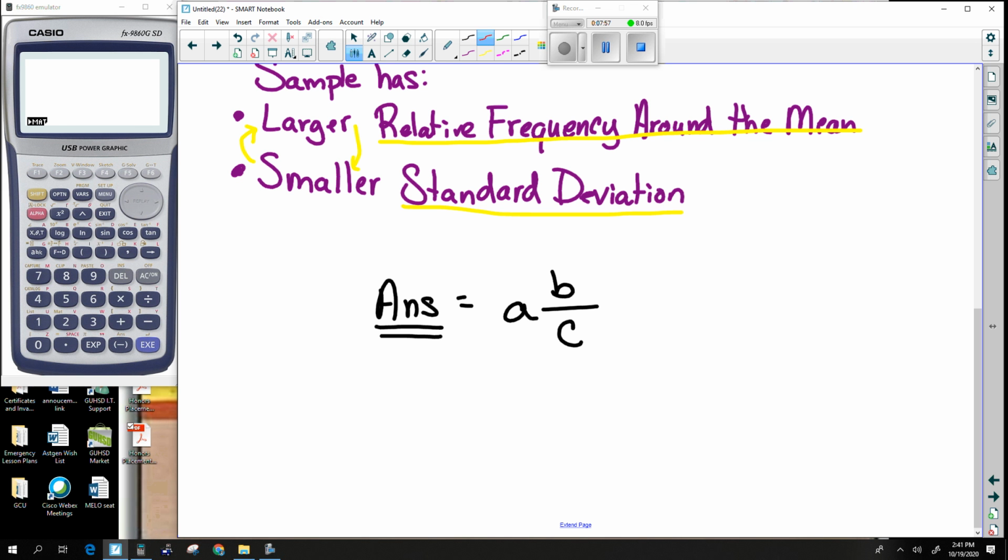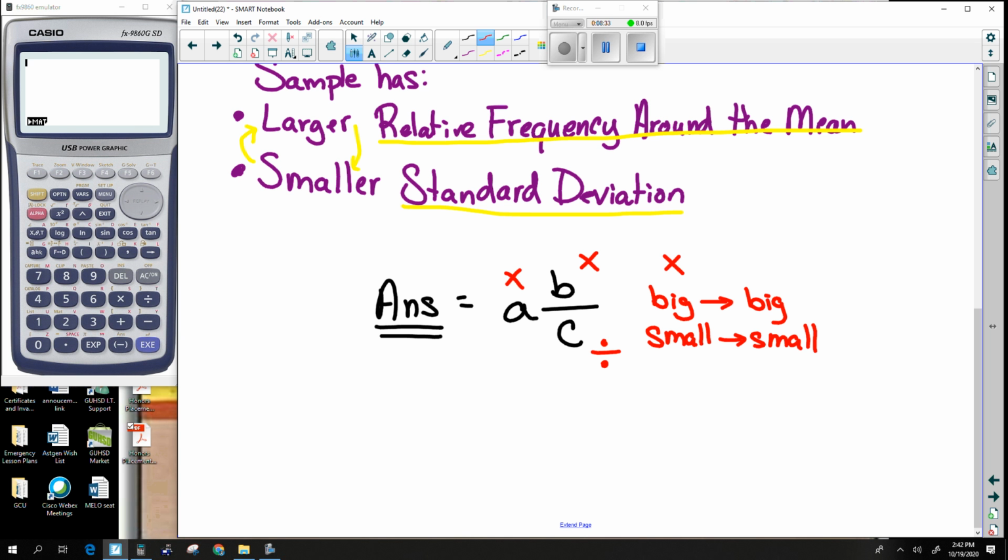If you have a number sitting out front, like this letter A, that is considered to be a multiplication number. If you have a numerator, such as the letter B, that is also considered to be a multiplication. If you have a bottom number, it is considered to be a division. If you multiply by a big number, your answer is going to get big. If you multiply by a small number, your answer is going to get small.